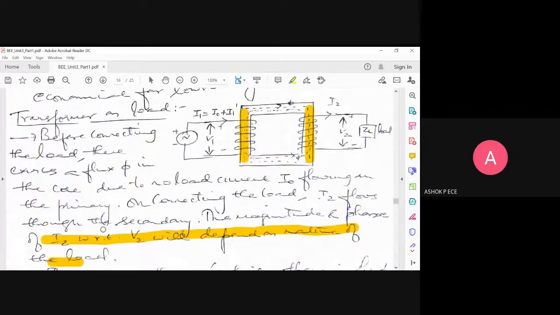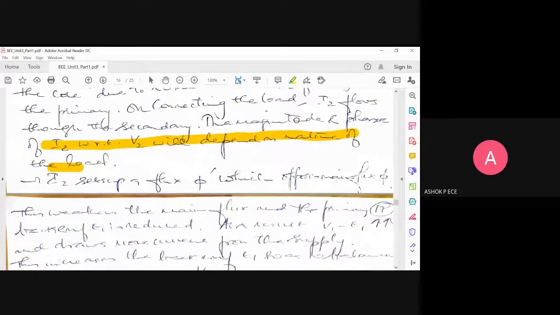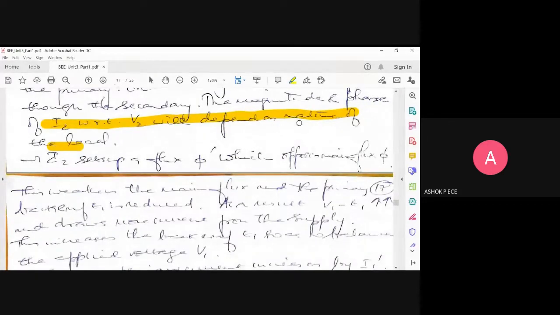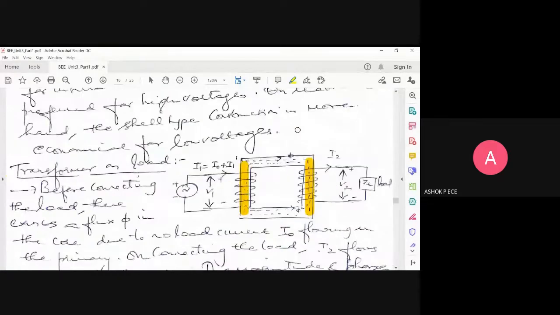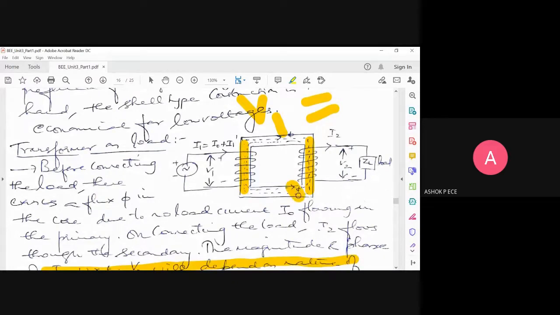Because of the induced EMF in the secondary, one more magnetic flux phi dash is set up, which is going to oppose the main flux. One EMF you have in the primary is because of Faraday's law of electromagnetic induction, and it opposes your source. We have seen in the last class V1 equal to minus E1. That is because of Faraday's law of electromagnetic induction. In the same way, in the secondary you are going to have an opposing flux phi dash, not voltage, opposing flux phi dash, which opposes the source.